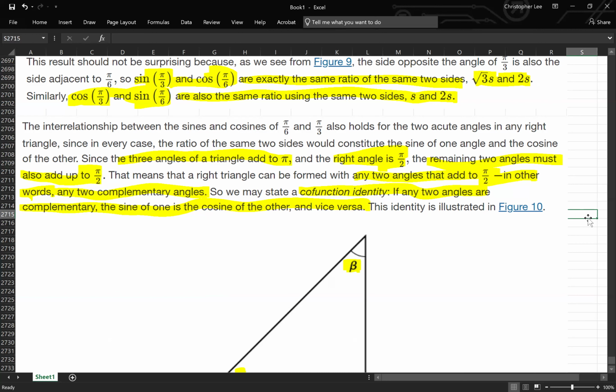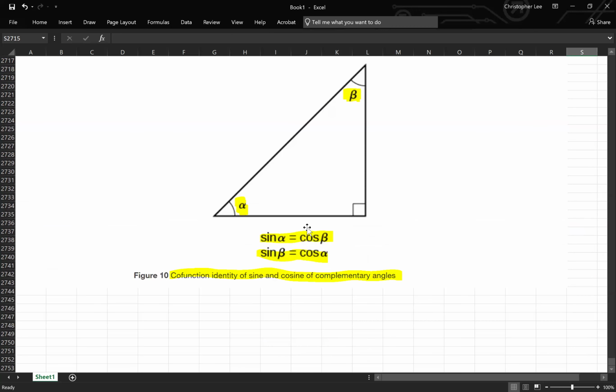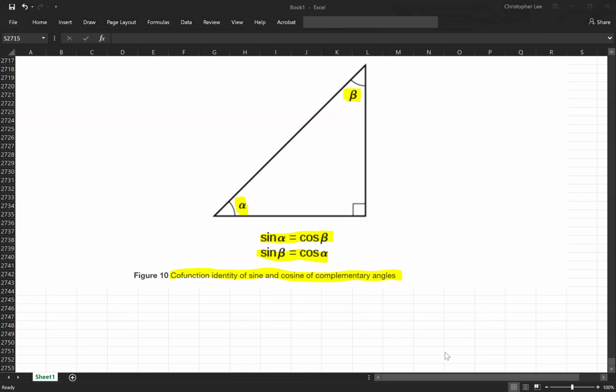So we may state a cofunction identity. If any two angles are complementary, the sine of one is the cosine of the other and vice versa. So the sine of alpha is equal to the cosine of beta, and the sine of beta is equal to the cosine of alpha. Cofunction identity of sine and cosine of complementary angles. Here it is. Very interesting.